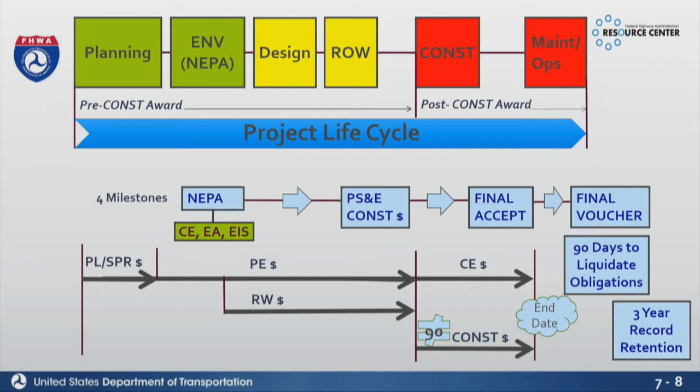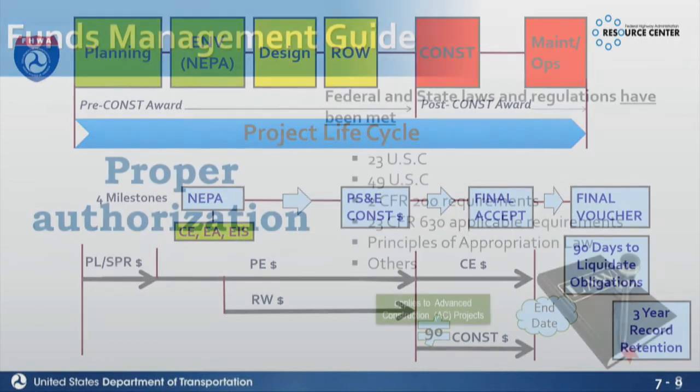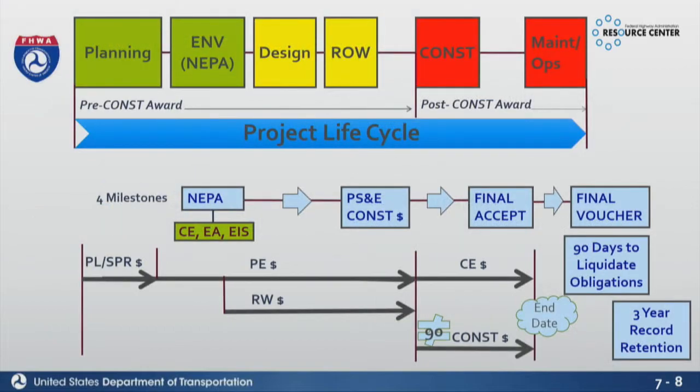And that's where we see a lot of times states say, oh, we're not ready to close this out. We're pushing that end date, but the construction's done. They're still pushing the end date, and they still need more time to do all the activities they have to do. But that end date's really important because once you hit that end date, you have 90 days to liquidate all your obligations and close the project. And that's the final voucher there. And then from final voucher, you have 3 years to maintain all of your documentation. That's your record retention. So any questions on project life cycle?